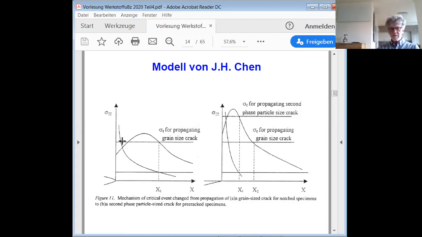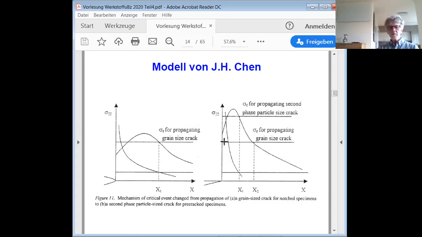And let's assume that this value is now the cleavage fracture stress that is necessary for cleavage fracture. You see now that in the same region, up to here, the crack nucleus would also be able to extend. So we can say that if, for a specimen with a notch, the crack nucleus is positioned somewhere between the notch tip and position X1, cleavage fracture could proceed.